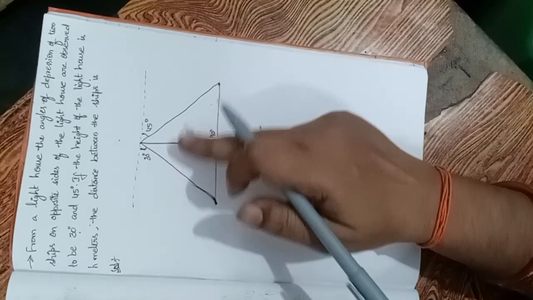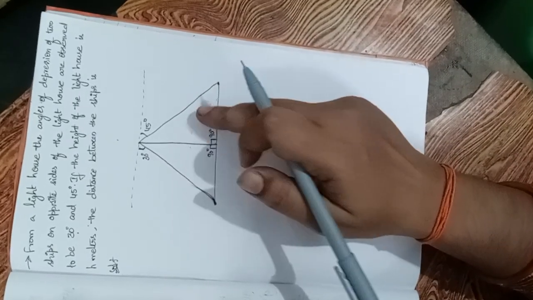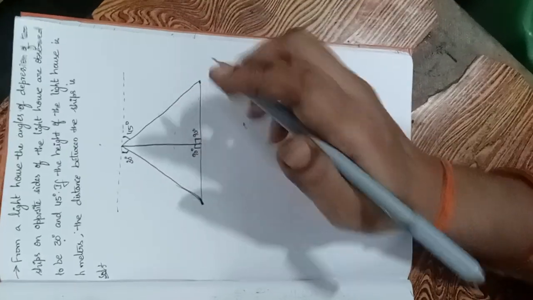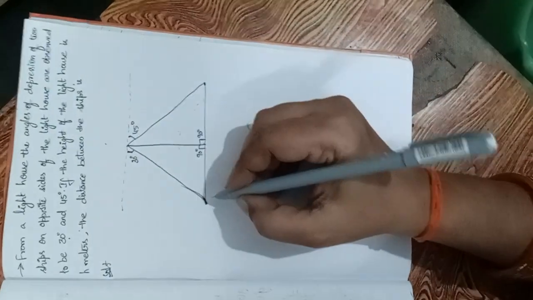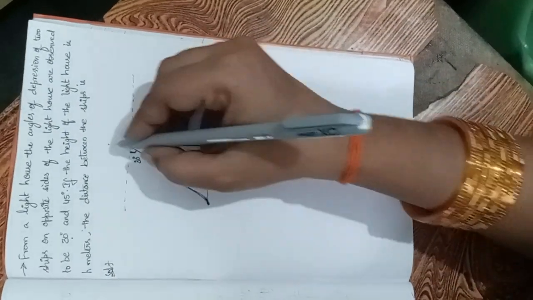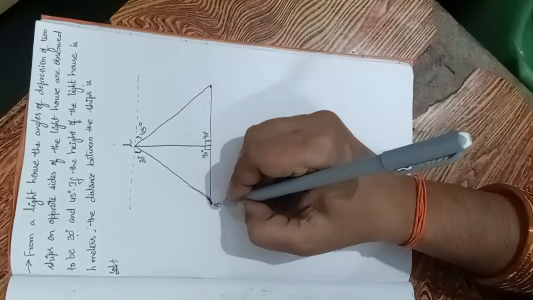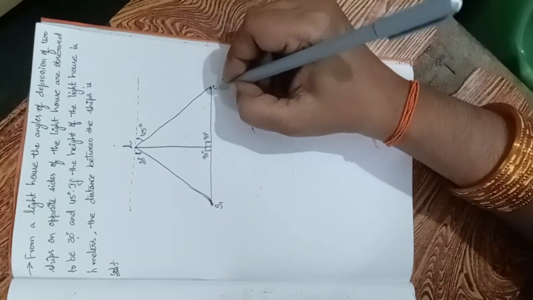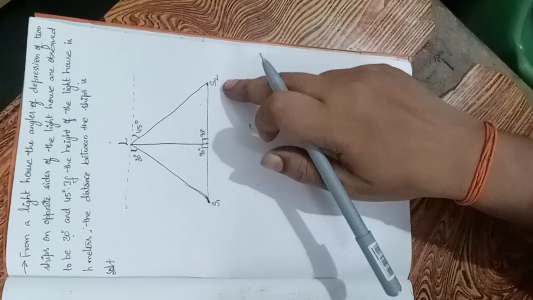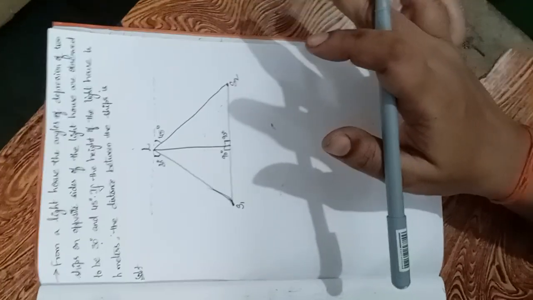So here we are seeing two triangles, right? So let us name the remaining parts also. This is the lighthouse, take it as L, S1, S2, because ship 1, ship 2, for understanding.